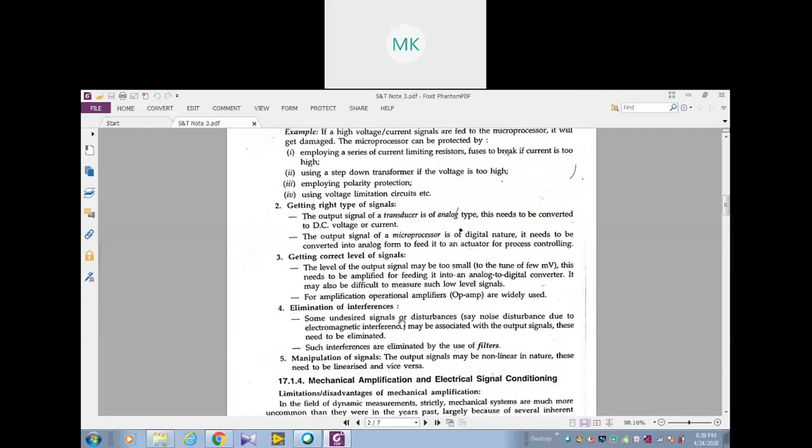Next, elimination of interference. Removing the unwanted disturbances is called elimination of interference. And for that elimination we are using filters. Normally we are using filter circuits.